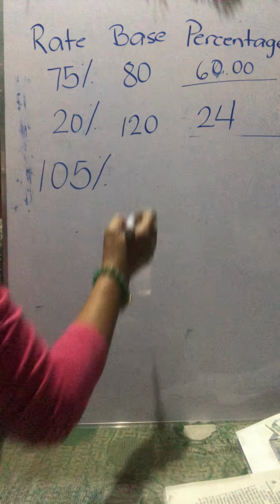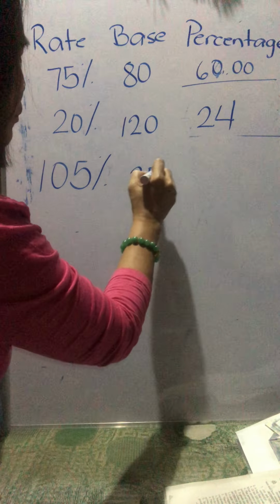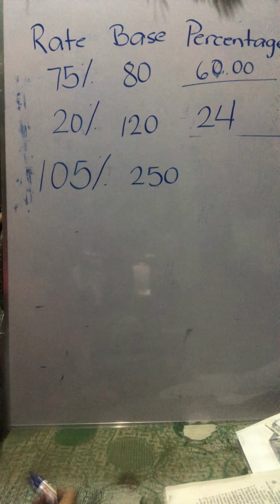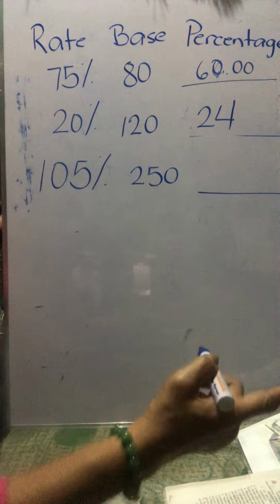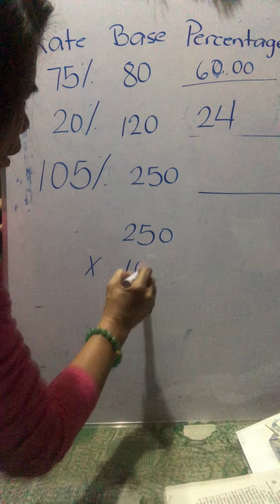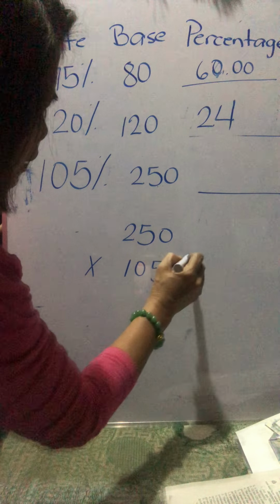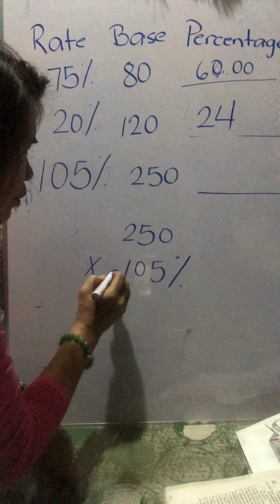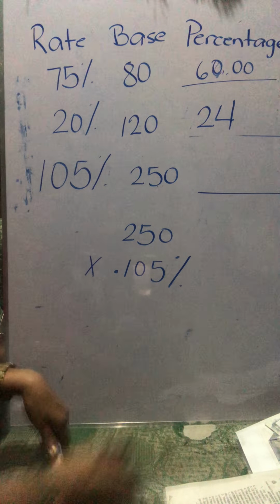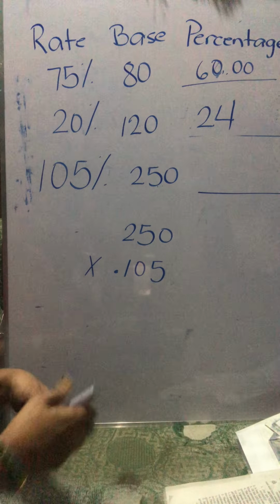105% of 250. Okay, how much is the percentage? Again, what are you going to do? You have to write 250 times 105%. So we have to put the decimal point here and then just take off this percent.